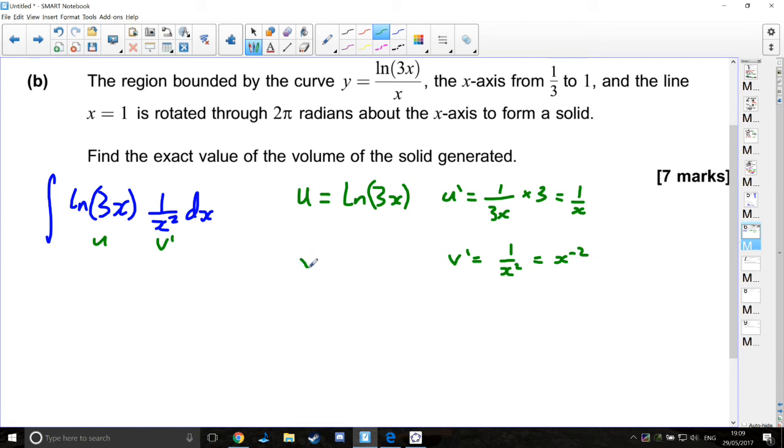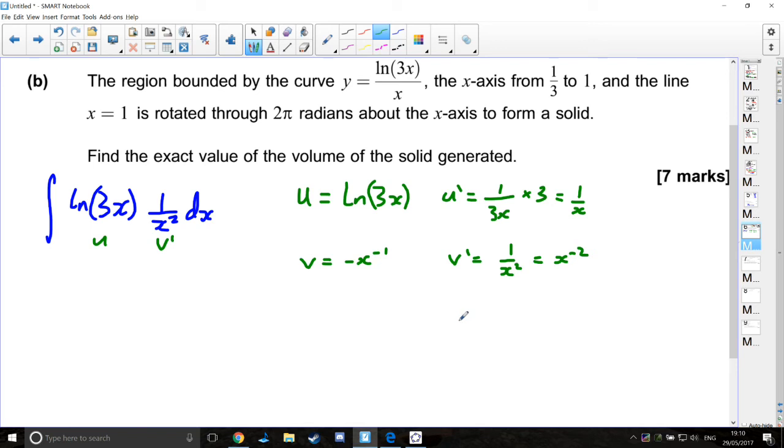Now, what I don't have is v. So if I integrate this, I will get v, and that's quite important that we've got v dash. So to get to v, you need to integrate. So if I integrate this, I get add 1 to the power, divide by the new power, x to the minus 1 over minus 1. But if I'm dividing by minus 1, it's just putting a minus in front of it like that.